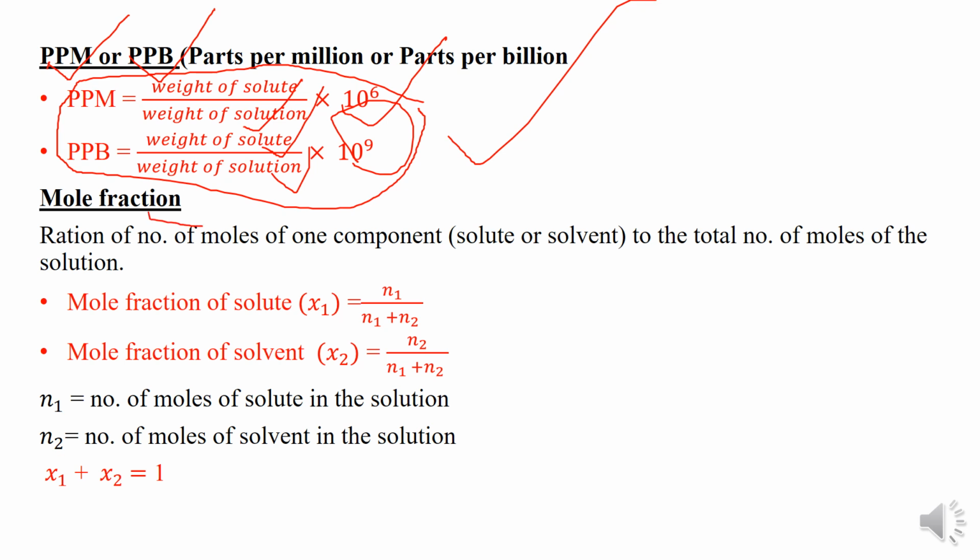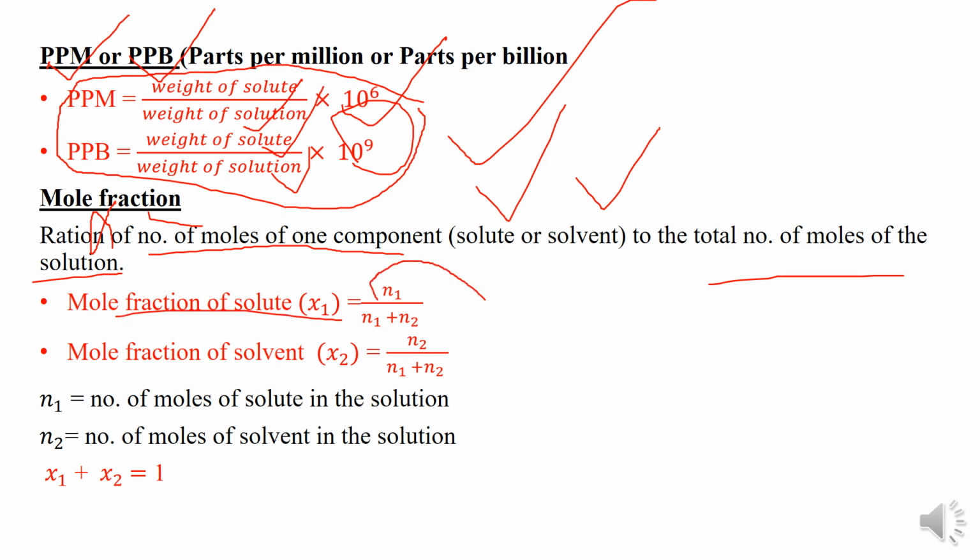Mole fraction is the ratio of the number of moles of one component, either solute or solvent, to the total number of moles of the solution. Mole fraction of solute is equal to the number of moles of solute divided by the number of moles of solute plus the number of moles of solvent. Mole fraction of solvent is the number of moles of solvent divided by the number of moles of solute plus the number of moles of solvent. So the sum of the mole fractions of solute and solvent is always equal to 1. You have to remember these relationships and this type of formula. These are very important to tackle the multiple choice questions.